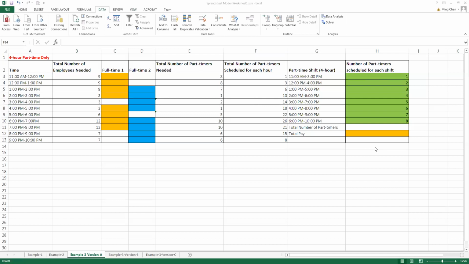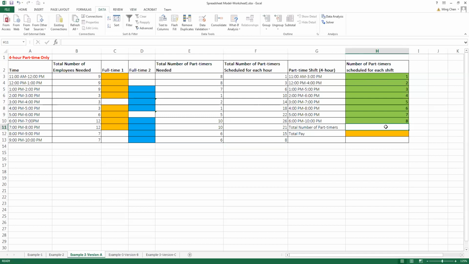Okay, we want to meet the requirement. The requirement is specified by this number. This is how many part-time employees we need to hire for each hour. We need to meet this requirement, but not too much above it. So our objective is to minimize the total payment, total pay. What I want to do is, I forgot, I need to fill 2 more cells before I use solver.